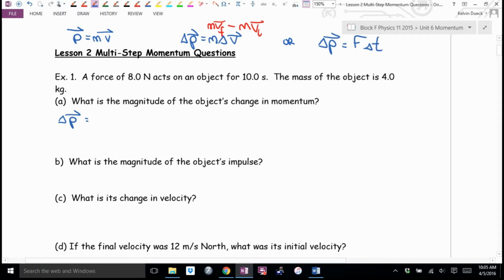But there's two ways to calculate that. I can either calculate that by going mv final minus mv initial, or force times time. And the one I'll use is determined by what they gave me. Look at the question. Did they give me two velocities, or did they give me a force and a time? Force and a time. I'm going to use this one.